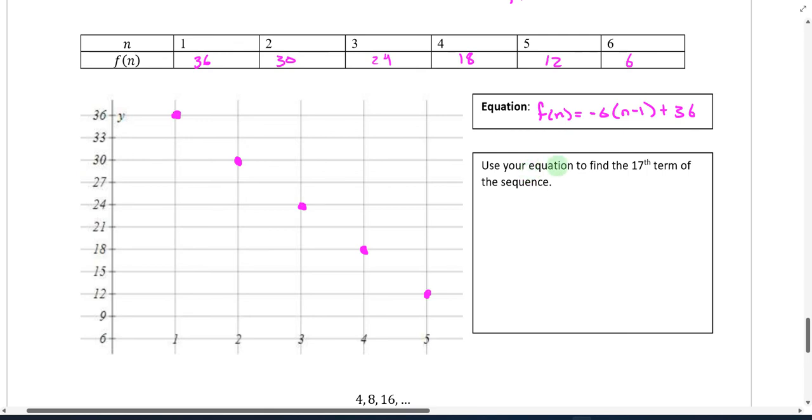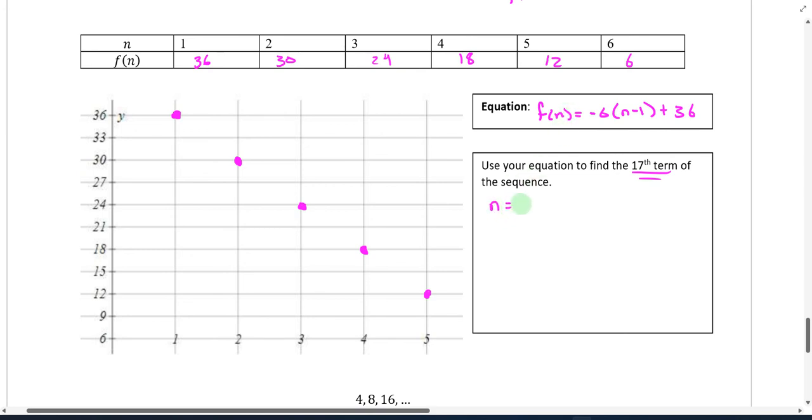Now let's look at this one. This one says use your equation to find the 17th term. Remember in the warm-up I had said something crazy like find the 30th term, and it would have been really annoying to continue our sequence all the way to the 30th term. Well, now we have a tool that can help us out to find that term quickly. All right, so if I want to find the 17th term, I go to my equation, right?